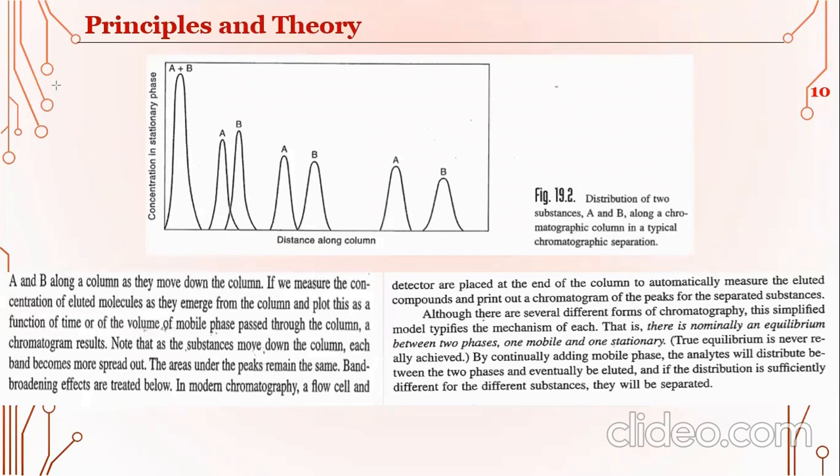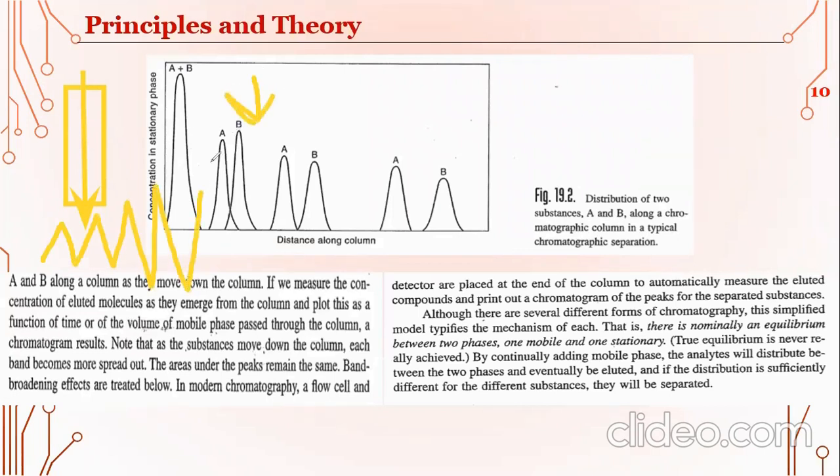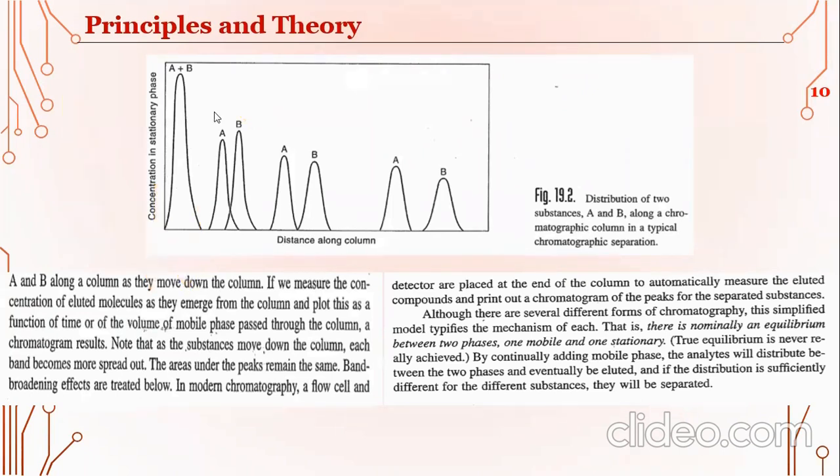As it passes through the column, it will give rise to the results, and that result will be in the chromatogram structure. So we will get peaks like this one. These peaks will be visible. And note that as the substances move down the column, each band becomes more spread.